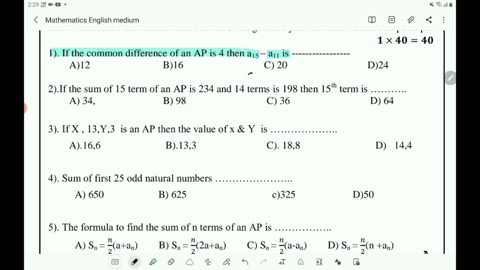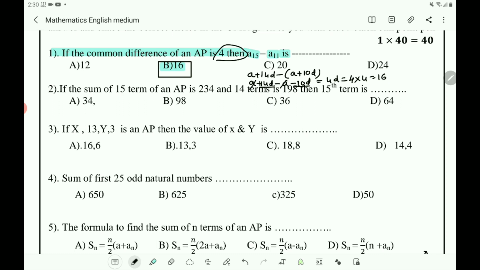A15 is A plus 14D and A11 is A plus 10D. Then it becomes A plus 14D minus A minus 10D. A and A cancel. 14D minus 10D is 4D, 4 into D. D is given as 4. So 4 into 4 is 16. Then what is the answer here? Option B, 16 is the answer.